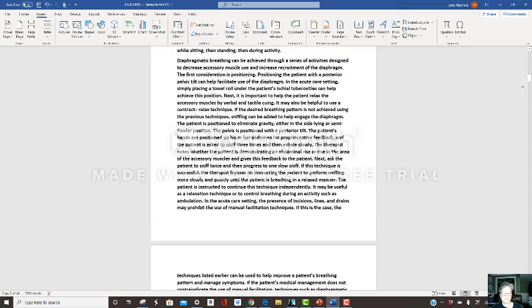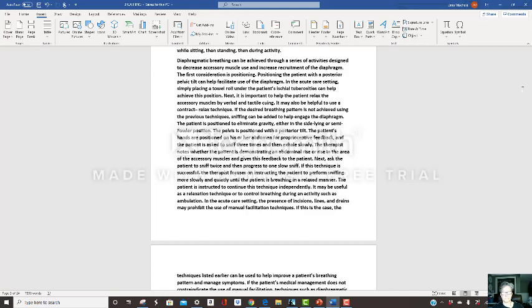The first consideration is positioning. Positioning the patient with a posterior pelvic tilt can help facilitate use of the diaphragm. In the acute care setting, simply placing a towel roll under the patient's ischial tuberosities can help achieve this position.